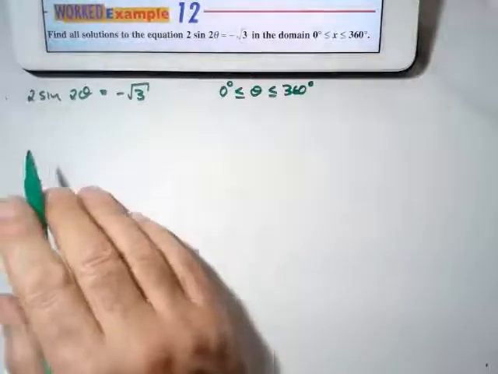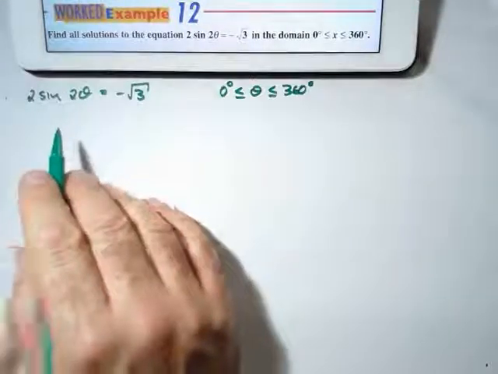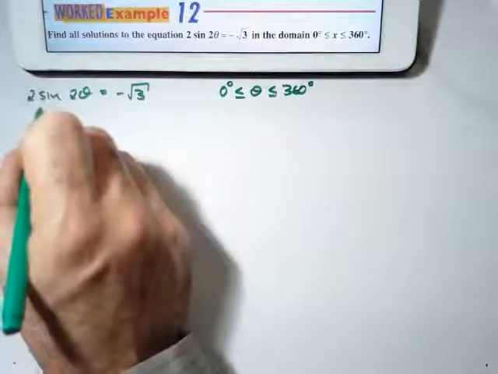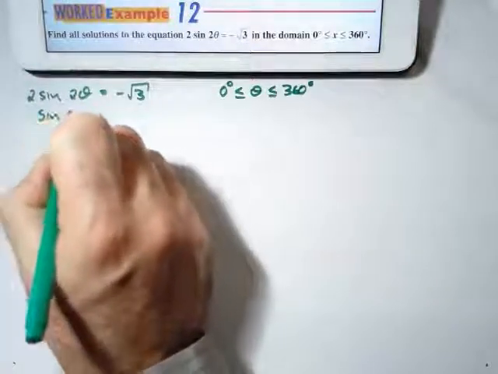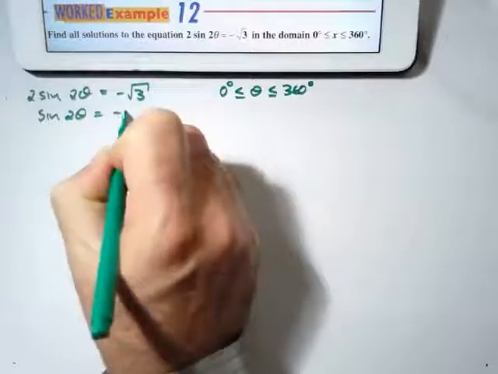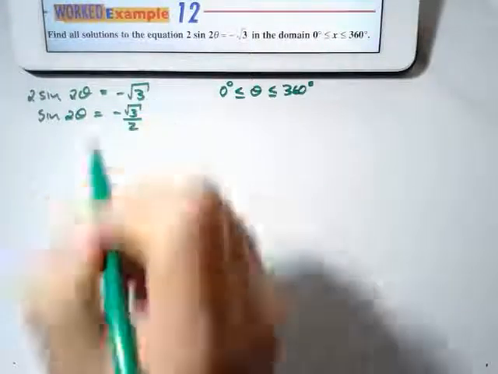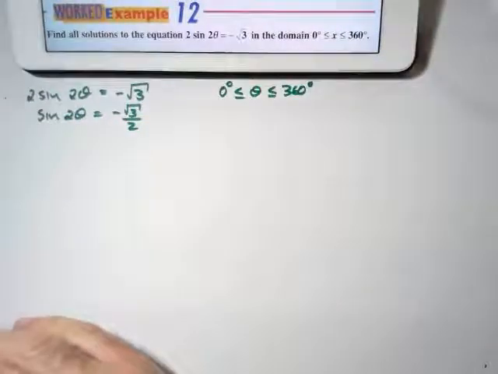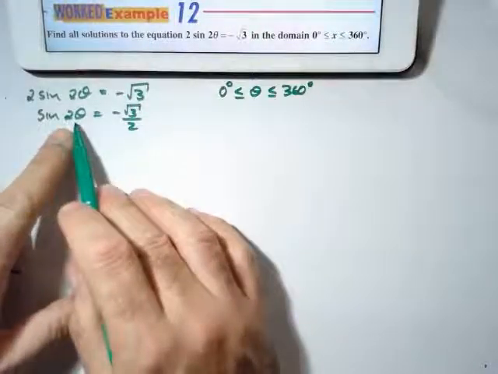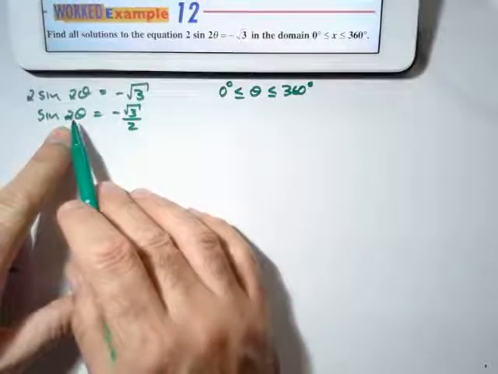Now, first thing I want to get sine by itself. So I'm going to divide by 2 both sides. If I do that, I'm going to get sine of 2 theta equals minus square root 3 over 2. Okay, now if you can remember what 2 theta does.